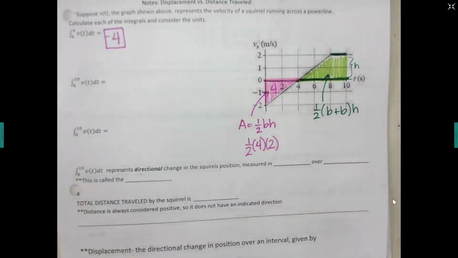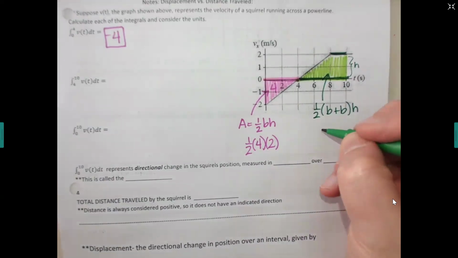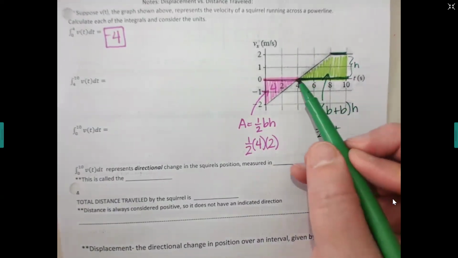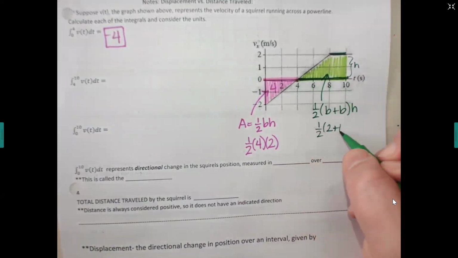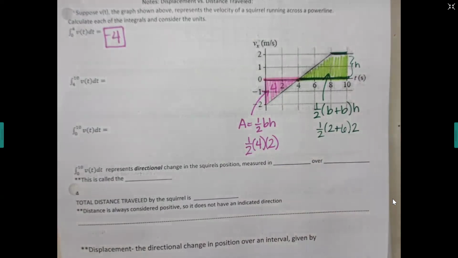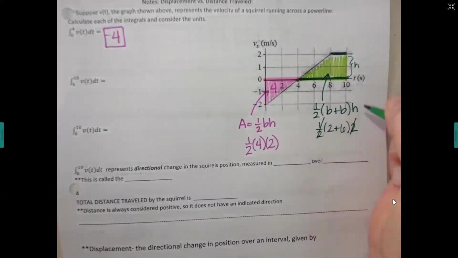So how long is the top base? 2. How long is the bottom base from 4 to 10? 6. And then my height I see here is 2. 2 plus 6 in the middle is 8. And then the half and the 2 just kind of cross each other out. So it's going to stay an 8.